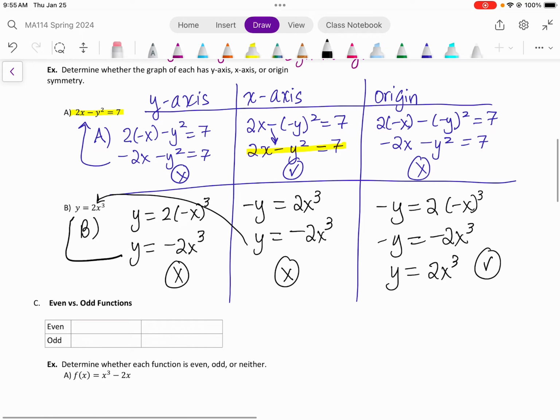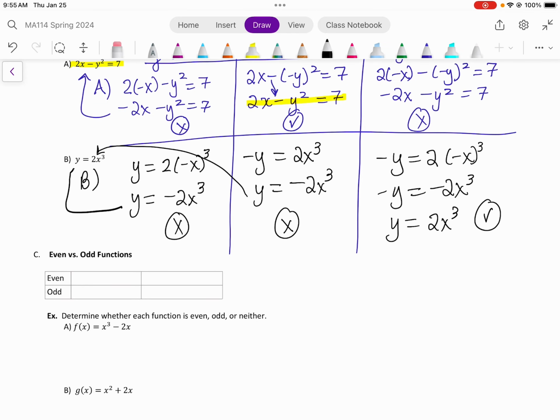All right, the next bit is even versus odd. In a nutshell, here, let me just write it in the table. Functions that have y-axis symmetry are even, and if they have origin symmetry, they're considered odd. So you'll remember that because origin and odd both start with O, and then even is just going to be folding it over the y-axis.